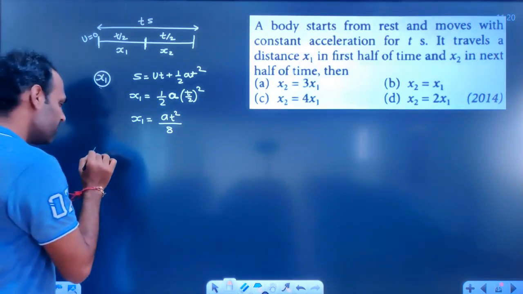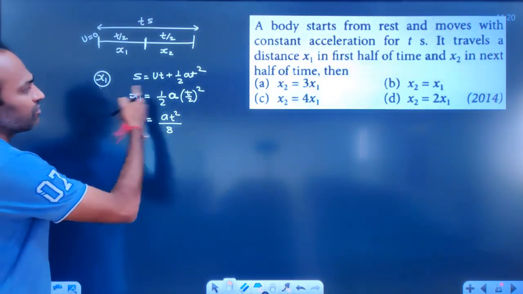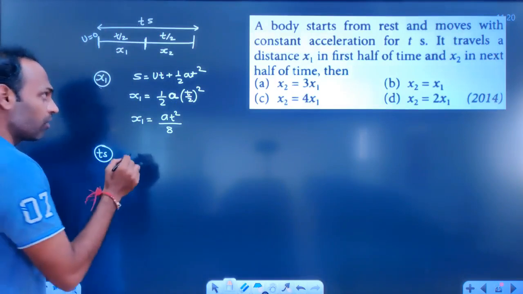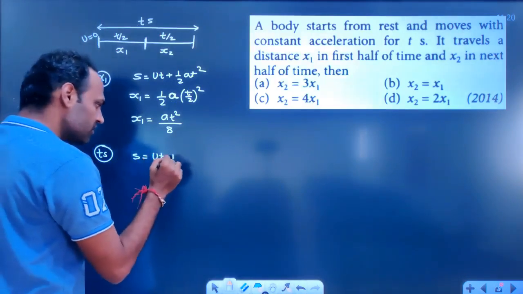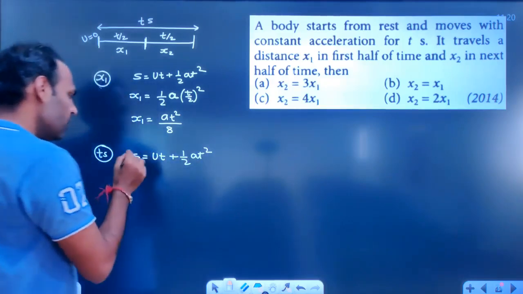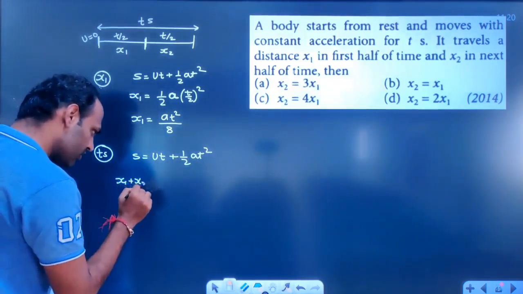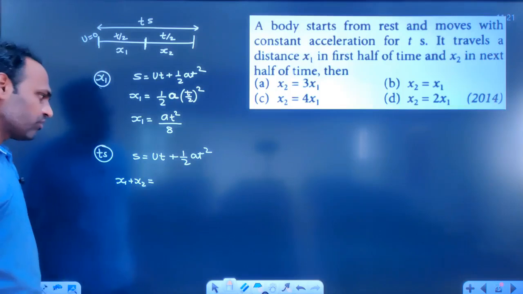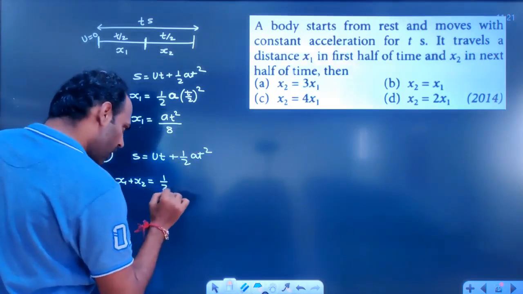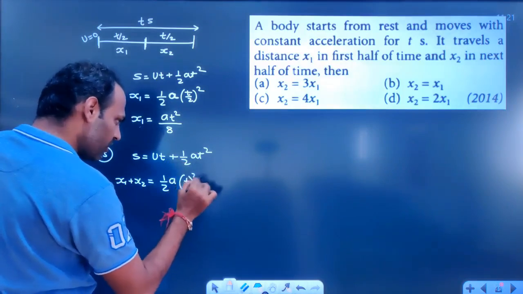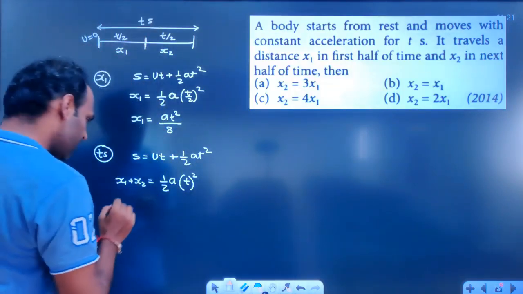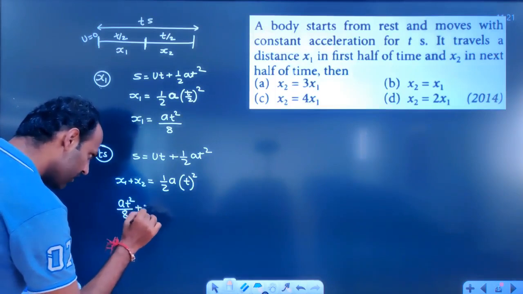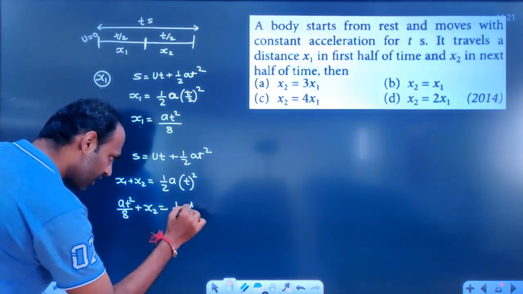Now let us apply the same distance formula for the whole journey of t seconds. S is equal to ut plus half at square. Distance traveled now I take as x1 plus x2, because I am taking the total journey of t seconds. Initial velocity is again 0, so half a. How much is the time now? Time is t square only, because we take the whole journey. The value of x1 we already know. It is at square divided by 8 plus x2 is equal to half at square.